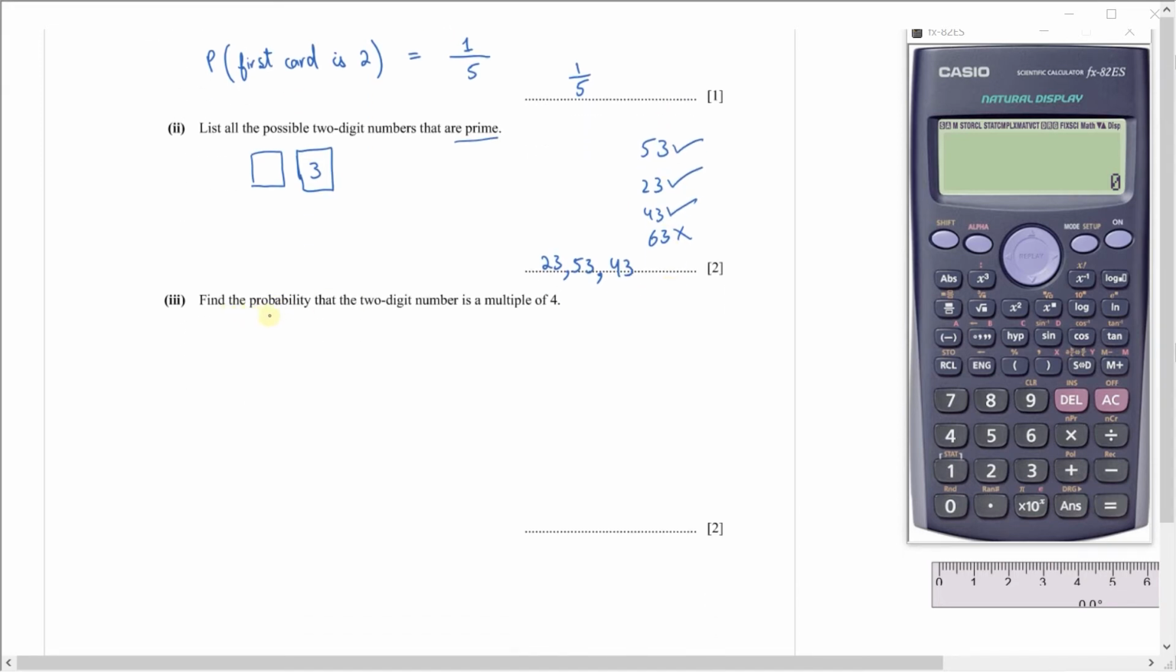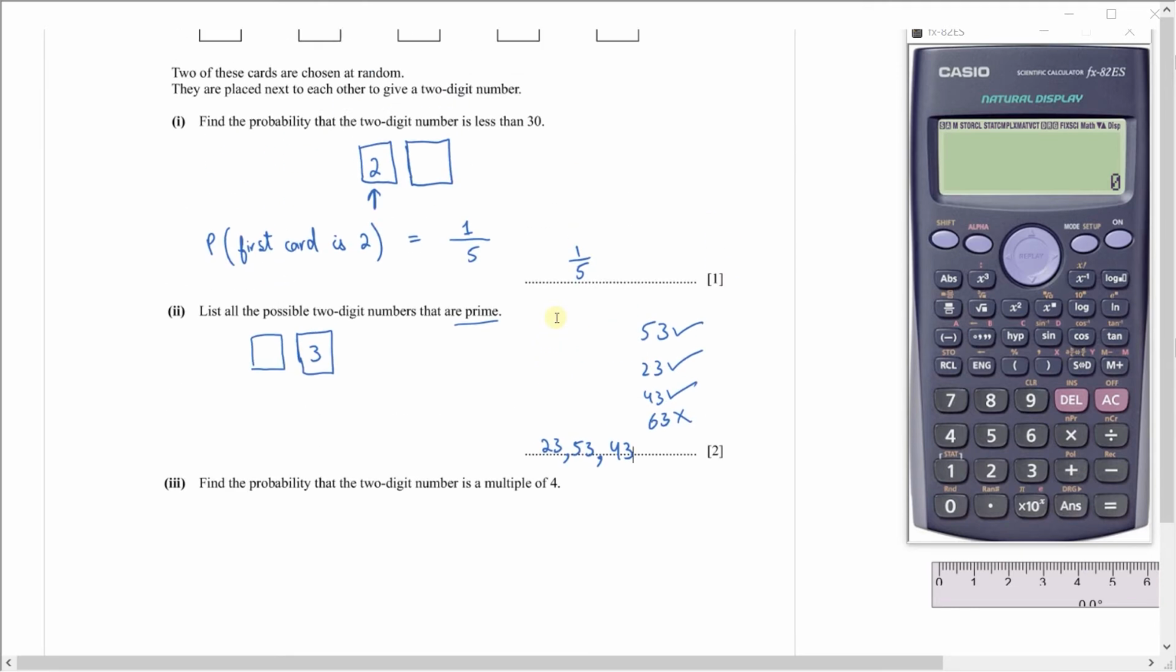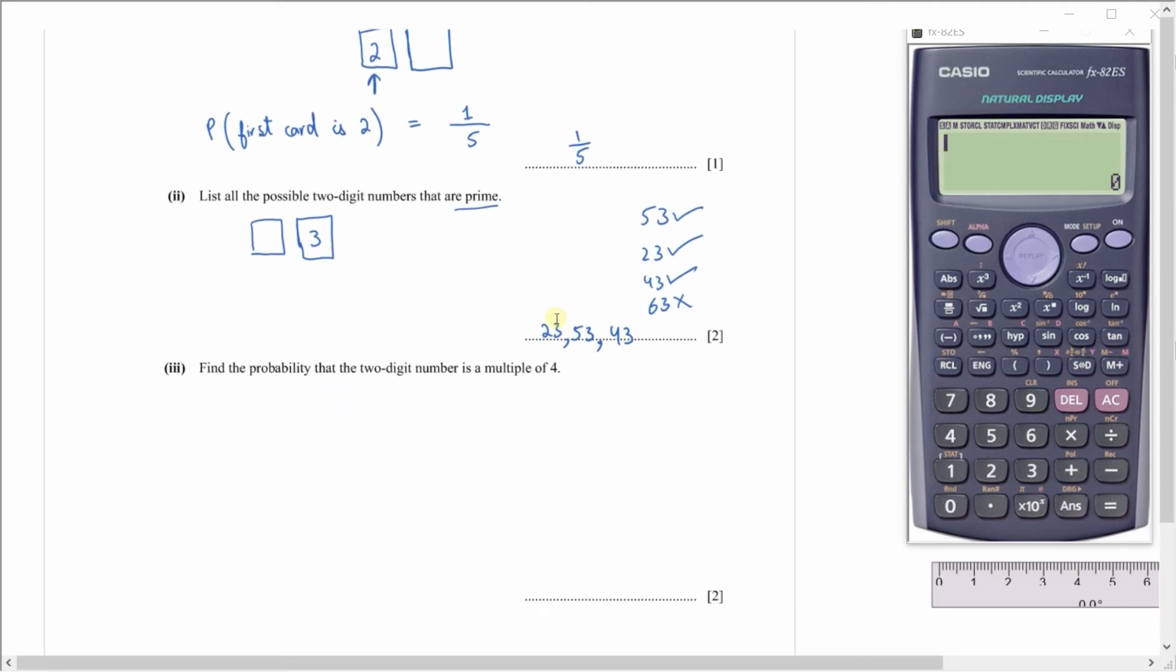The next part is find the probability that the 2-digit number is a multiple of 4. So the cards we have are 5, 2, 4, 6, and 3. Now you have to find the probability that the 2-digit number is a multiple of 4.